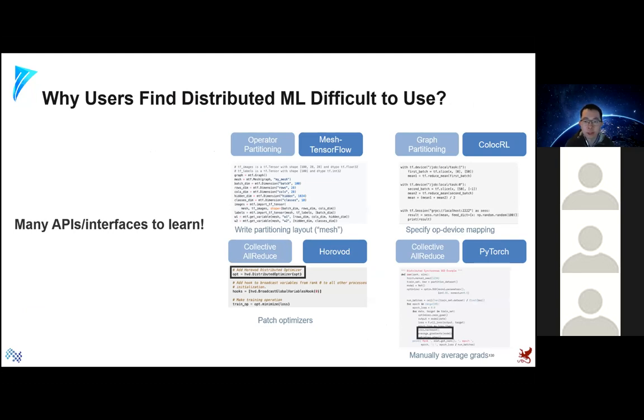Examples include writing a partitioning layout called mesh when you are trying to use a framework called Mesh TensorFlow to do model parallelism, or when using AllReduce for data parallel ML programs, one has to learn how to patch optimizers or how to manually average gradients if you use the PyTorch DDP library. All these are famous system artifacts that have been adopted elsewhere. We believe that this adds non-trivial overhead to model prototyping when users who are not familiar with distributed systems try to approach distributed ML.